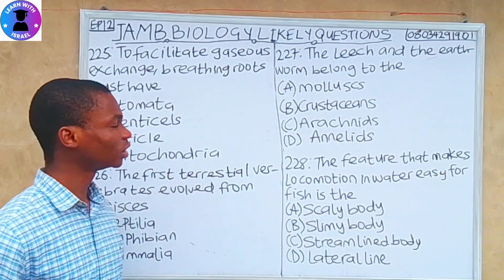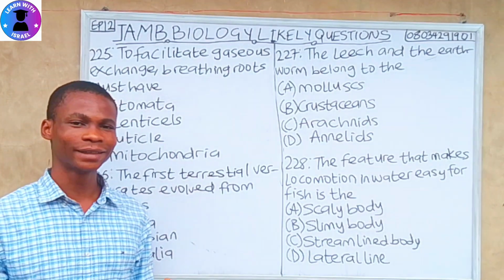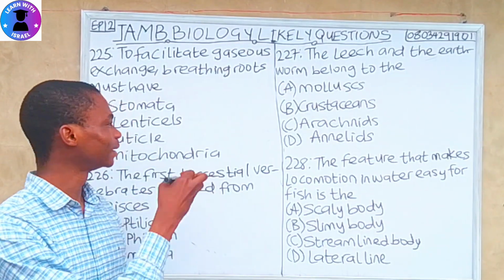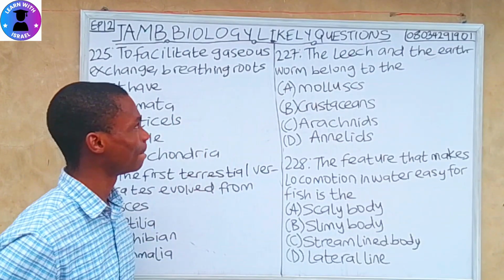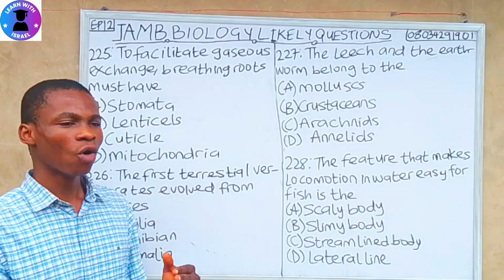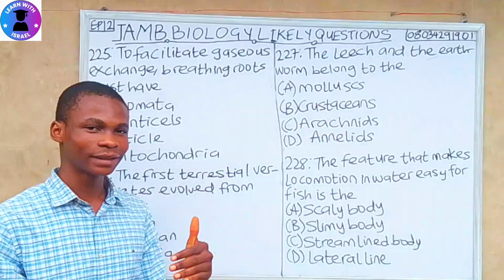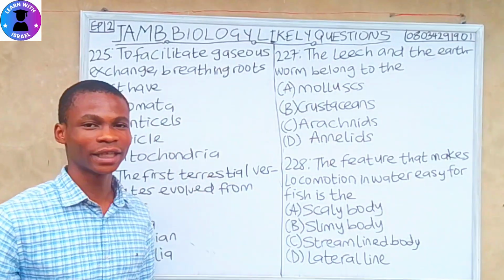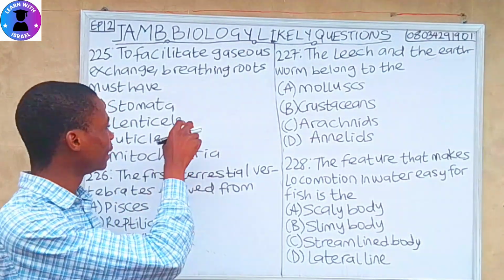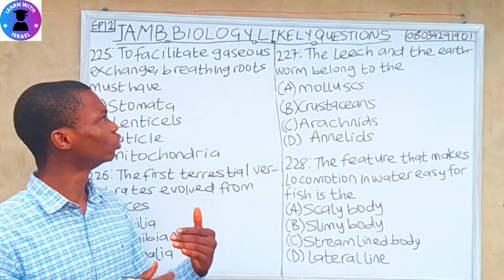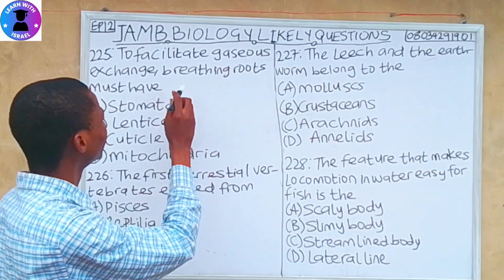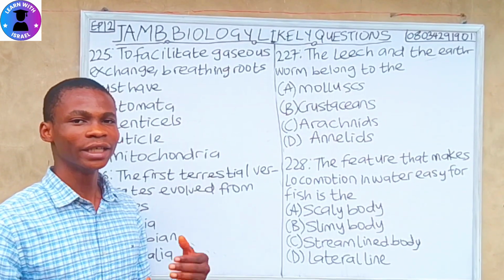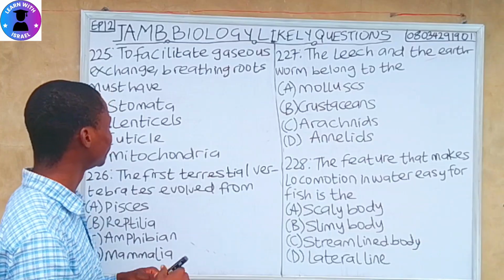And for cuticle, cuticle does not facilitate gaseous exchange. What facilitates gaseous exchange in plants is lenticels and stomata. So where both facilitate gaseous exchange is different. Stomata facilitate gaseous exchange in the stem, while lenticels facilitate gaseous exchange in the root. So to facilitate gaseous exchange, breathing root must have lenticels, because lenticels facilitate gaseous exchange in the root. So your correct answer is lenticels.